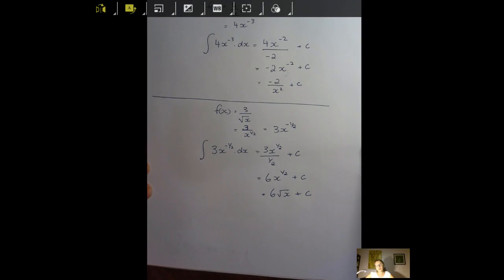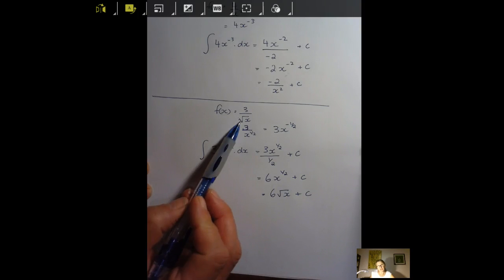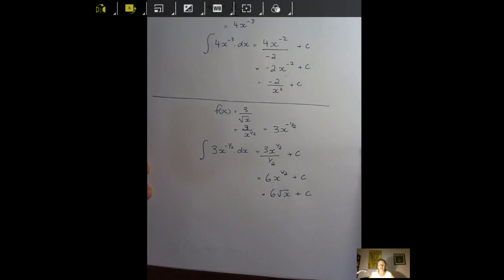I could always check that my solution is correct by differentiating that. If I differentiate that and I come back to my original function, then I know that I've done my integration correctly.